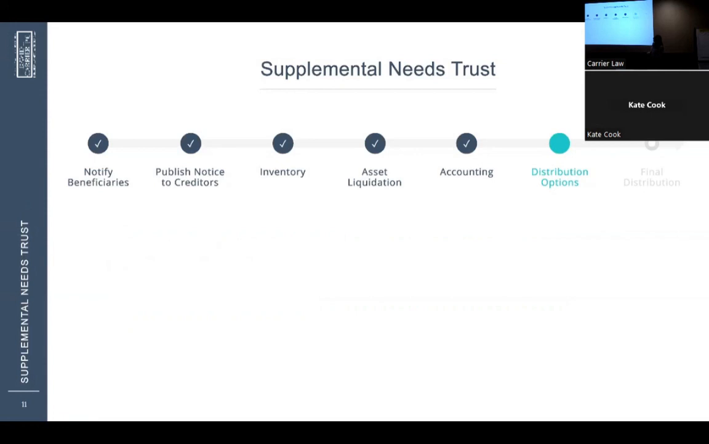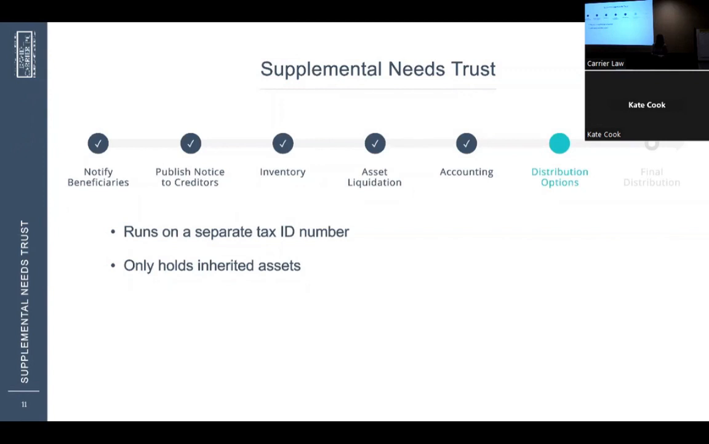All right, so another option for your distribution is the supplemental needs trust. And this option is particularly for beneficiaries who are either unable or unwilling to manage their own money. This might be somebody who is disabled or somebody who has poor money management skills, somebody who has substance abuse problems. In those sorts of instances, a trustee can dictate that their inheritance goes into a supplemental needs trust. And the way that that supplemental needs trust works is the trustee is in charge of managing that money for the beneficiary and paying for certain items on their behalf.